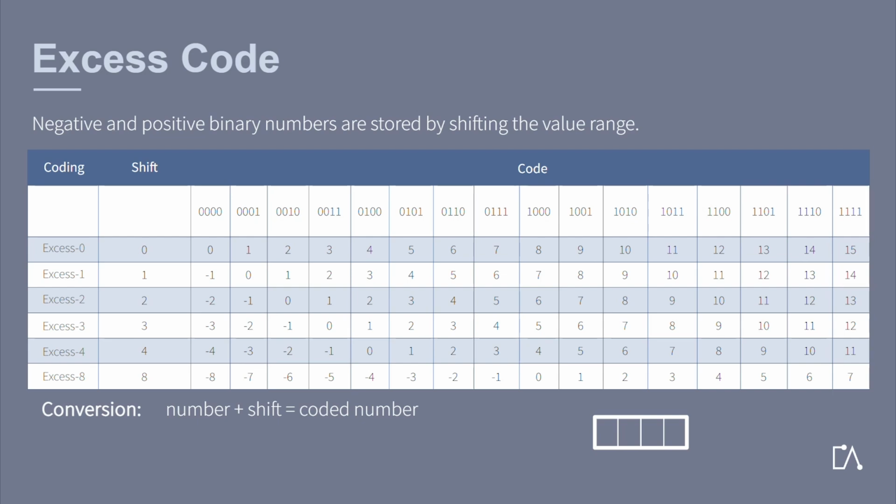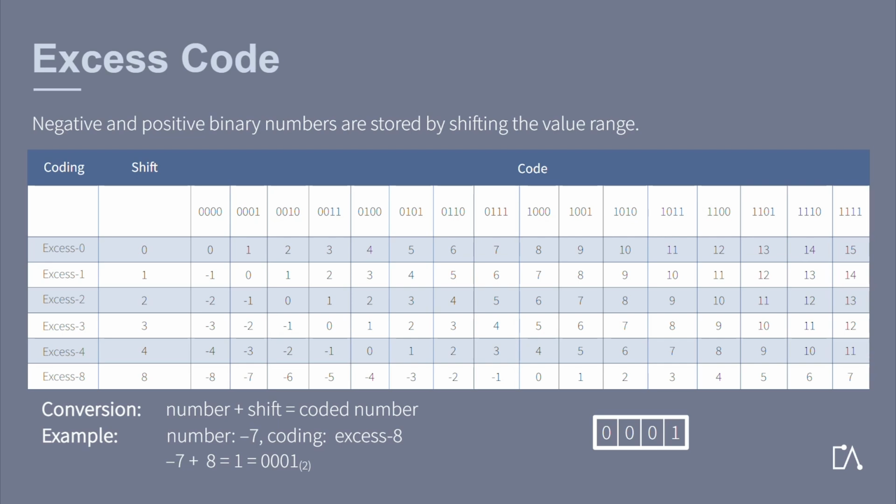Now we clarify the question of how to proceed if you want to store a number coded. To store a number with excess code, one simply adds it with the shift. After that, the result in the binary system is written into the memory. For example, if we want to store the number -7 with the code XS8, we calculate -7 plus 8 is equal to 1. We write the 1 in the binary system as 0001. Now we can enter this sequence of numbers into the memory.